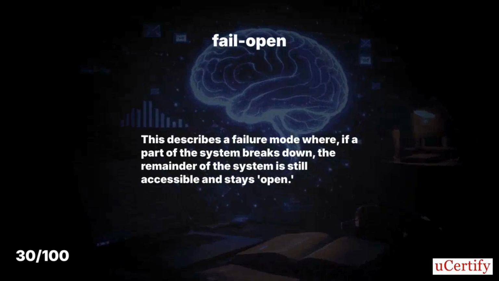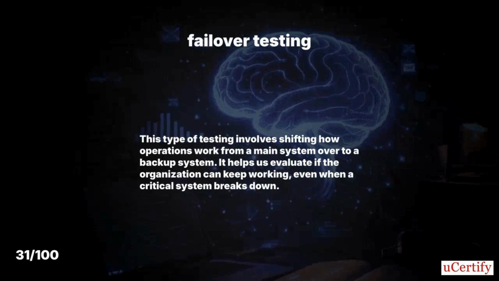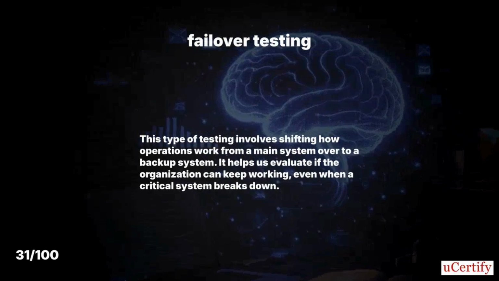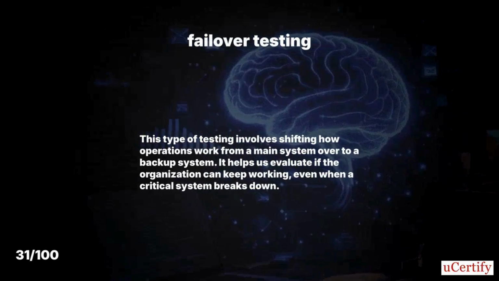Failover testing. This type of testing involves shifting how operations work from a main system over to a backup system. It helps us evaluate if the organization can keep working, even when a critical system breaks down. False negative. This is when there is a real threat present, but it unfortunately goes completely unnoticed. False positive. This is a signal indicating that some activity is actually a threat, when in reality it is not a threat at all.